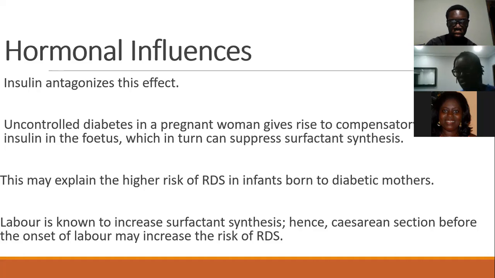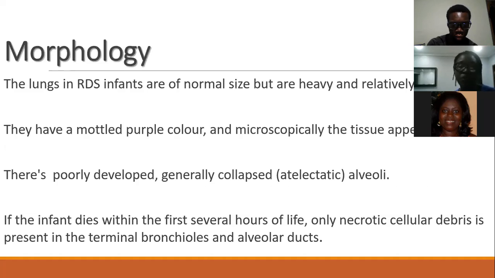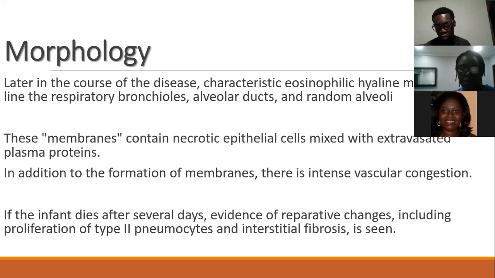Okay, so morphologically, if you look at an infant with respiratory distress syndrome, you realize that the size of the lungs is normal, but they are heavy because a lot of the alveoli have collapsed, so they are clamped together. They look purple in color, and you see a lot of poorly developed alveoli. If the infant dies within the first few hours, you see necrotic segments also. If you stain it, you will see a lot of eosinophilic hyaline, and that is what gives it the name hyaline membrane disease.